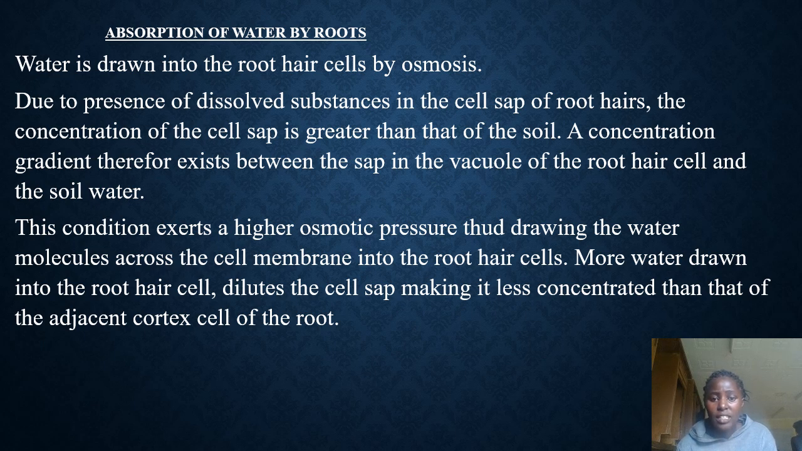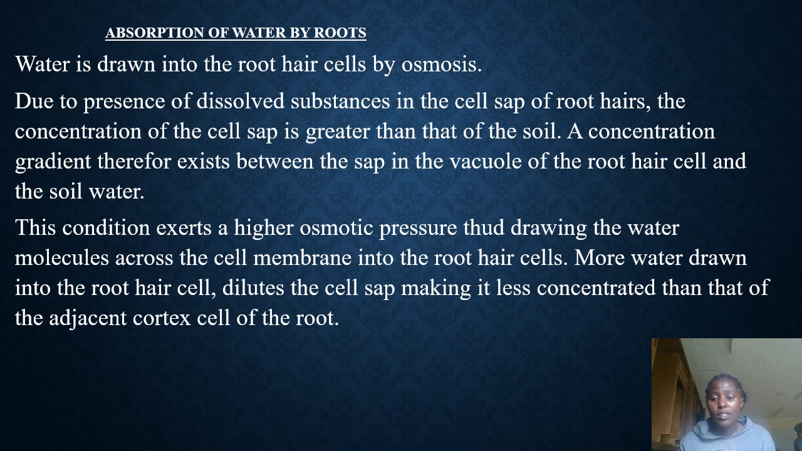The concentration of the cell sap is greater than that of the soil, and a concentration gradient therefore exists between the sap in the vacuole of the root hair cell and the soil water. This condition exerts a higher osmotic pressure, thus drawing the water molecules across the cell membrane to the root hair cells. More water drawn into the root hair cell dilutes the cell sap, making it less concentrated than that of the adjacent cortex cell of the root.